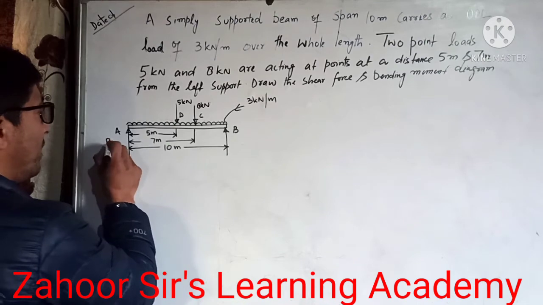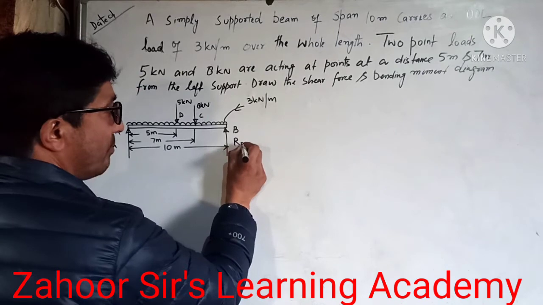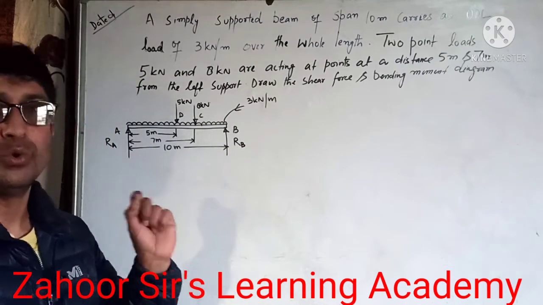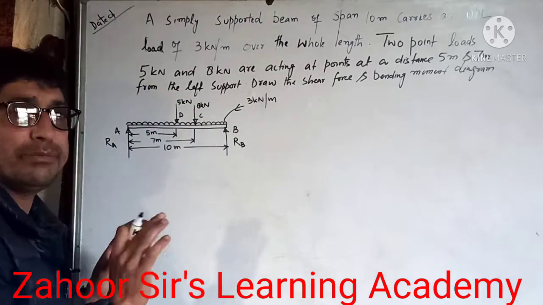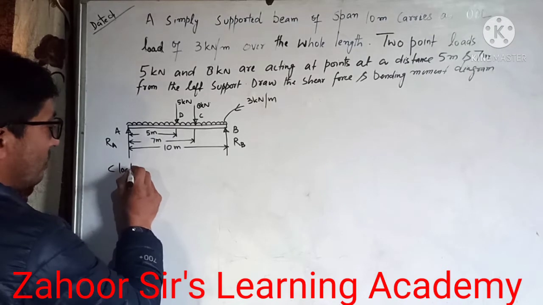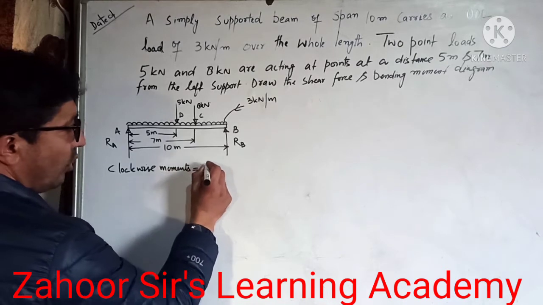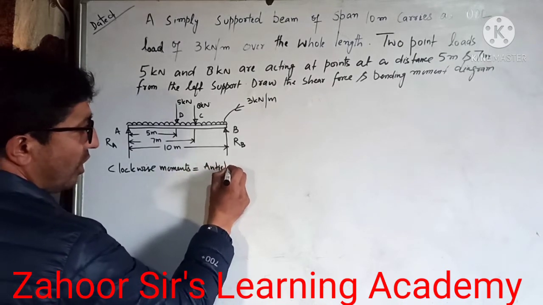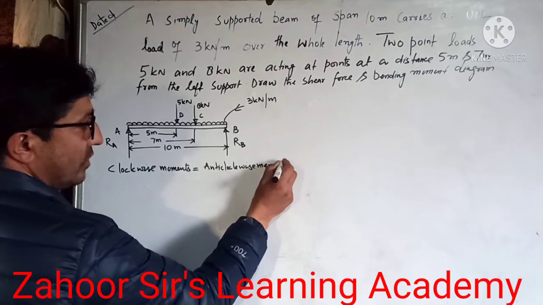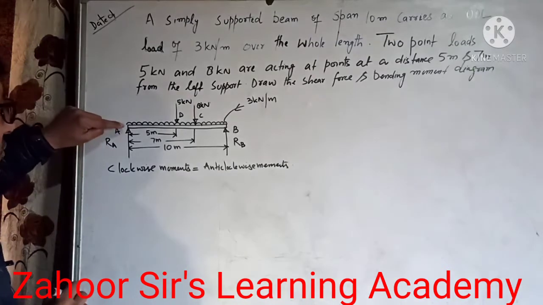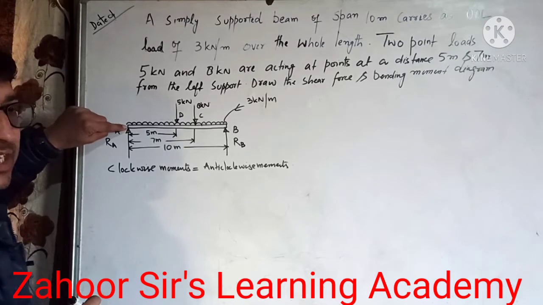I will call it RA, reaction at A, and this point I will call RB. So these two are unknown. Let's first find the magnitude of RA and RB, because the clockwise moments are equal to the anti-clockwise moments. So we will try to find the moments about point A, and we'll see which is clockwise and which is anti-clockwise.